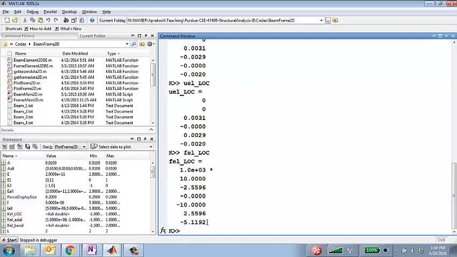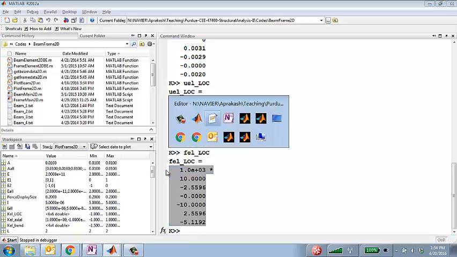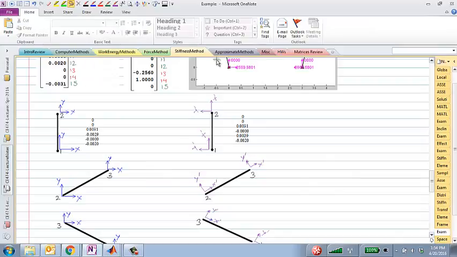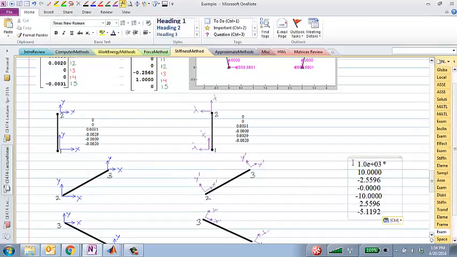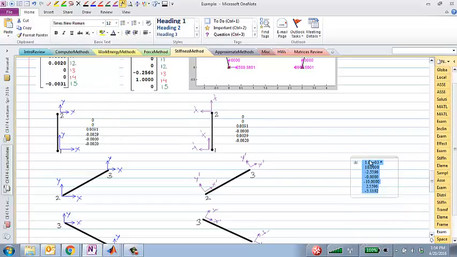Once again, I'll copy all of that. And of course, I'll post all of these notes on Blackboard, so you don't need to worry about copying all these numbers, but make sure you understand the process that we are going through here. So that gives me forces.